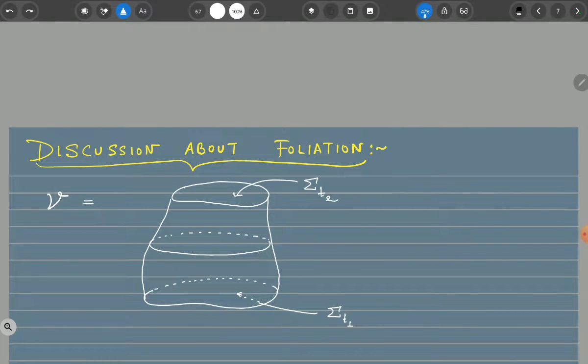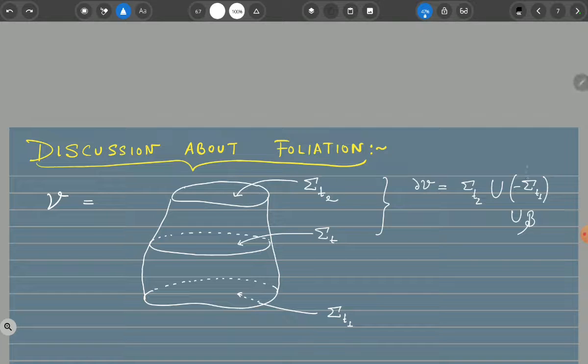and this is the generic hypersurface sigma T. We remember that delta V is actually sigma T2 union of minus of sigma T1 union of this curved time-like hypersurface curly B.